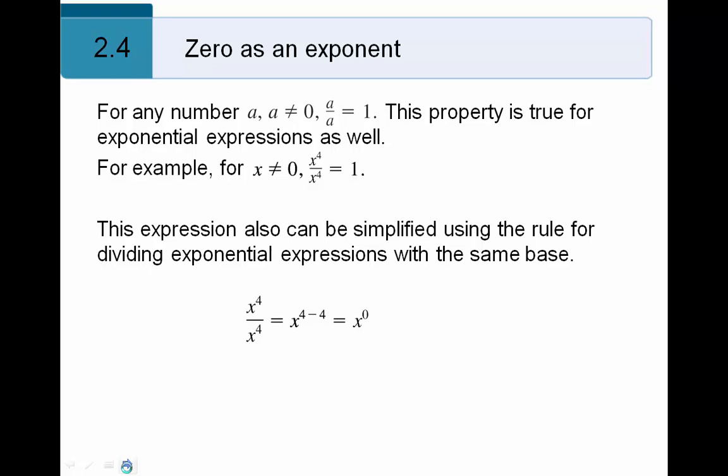We also know that this expression can be simplified by using the rule for dividing exponential expressions with the same base. If we have x to the fourth divided by x to the fourth, since our base x is the same, we can subtract our exponents. So x to the 4 minus 4 equals x to the 0. So since x to the fourth divided by x to the fourth is equal to 1, and also equal to x to the 0, that must mean that x to the 0 is equal to 1.